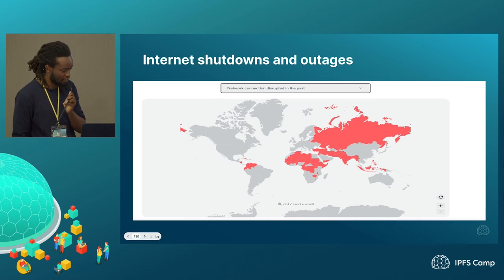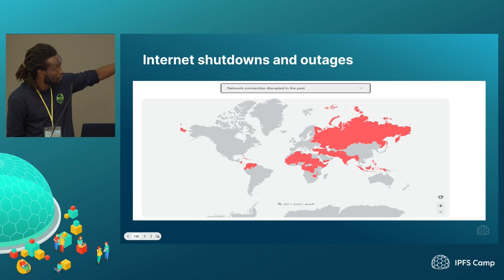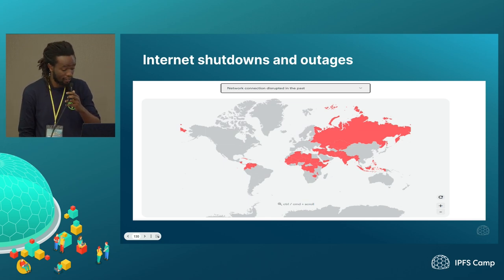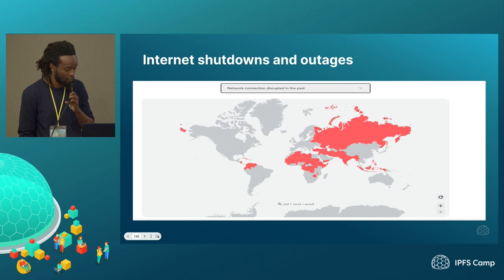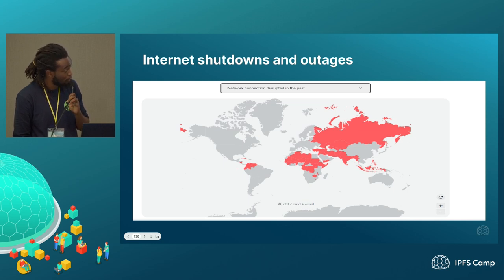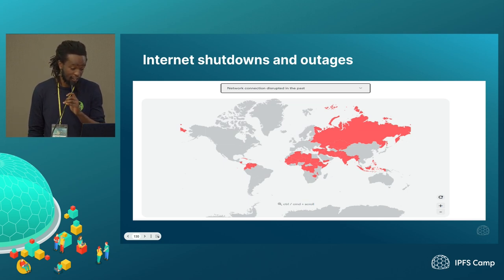Over the past years, there have been lots of internet shutdowns and outages, as you can see from this slide. All the countries in red have experienced some sort of internet interference. It always leads to lots of problems, especially since the internet is now a basic human right, and curtailing access to it is a violation of that right.